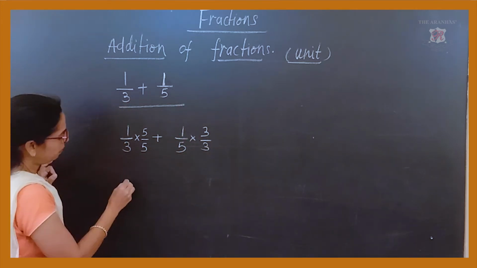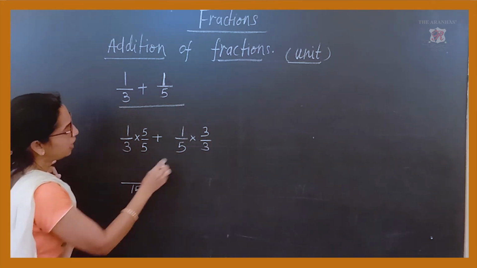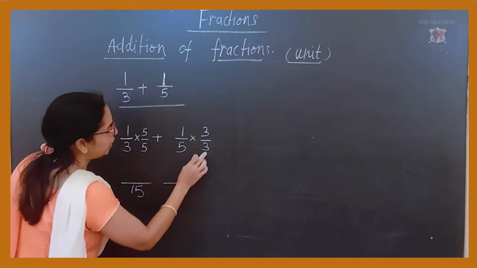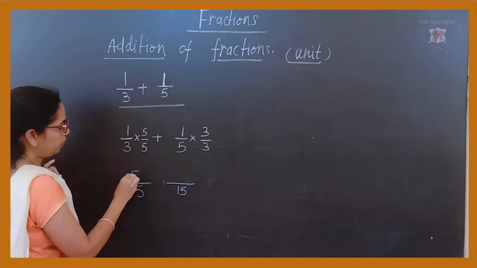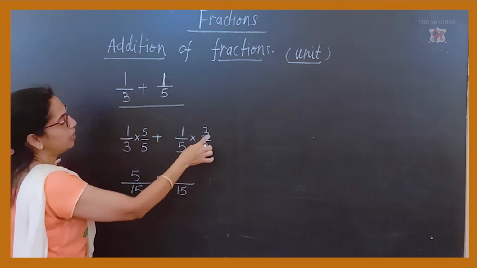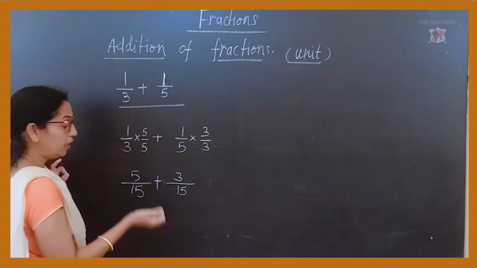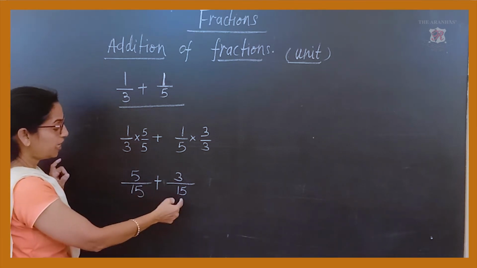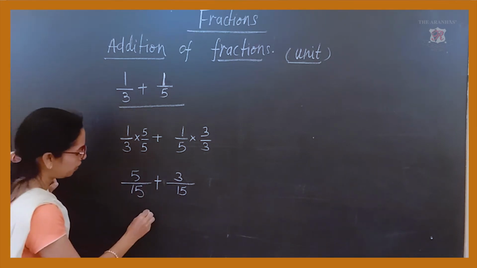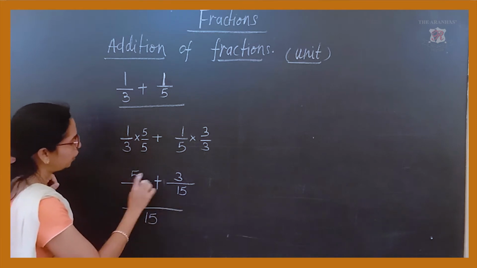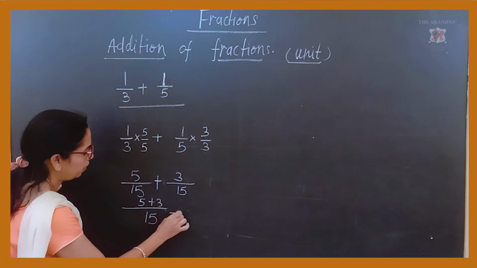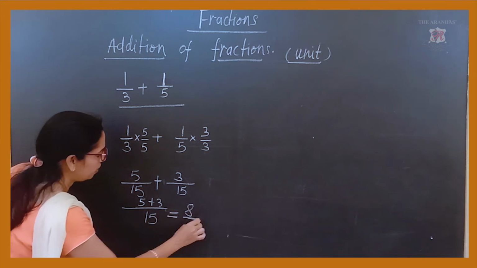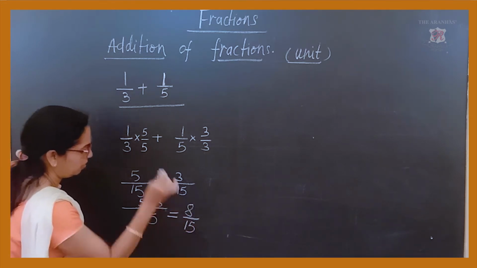So 3 multiplied by 5 will be 50 and 5 multiplied by 3 will be again 50. Now 5 ones are 5. We are doing the addition. So 3 ones are 3. Now when we get the equal denominators, you can write it once and add the numerators. 5 plus 3. So you will get the answer as 8 upon 50.